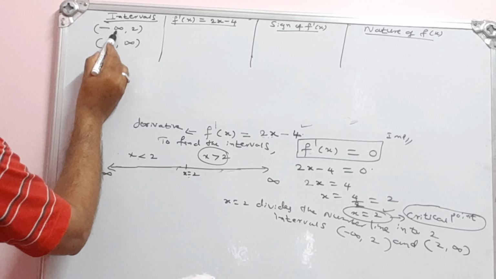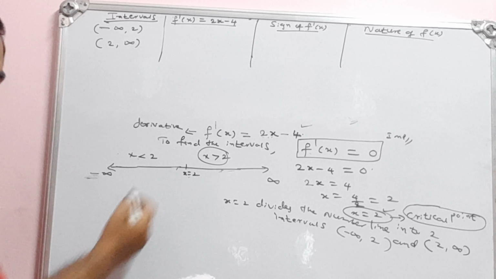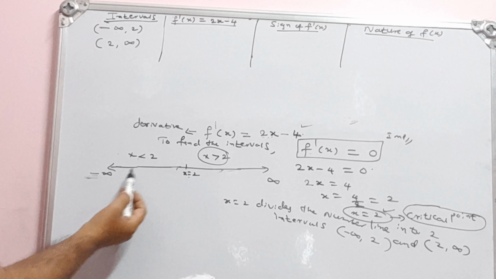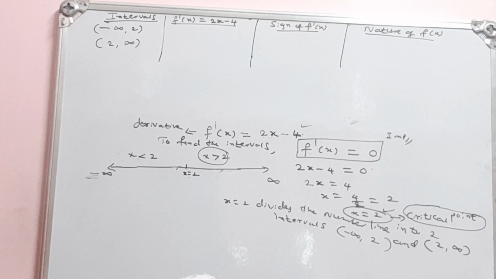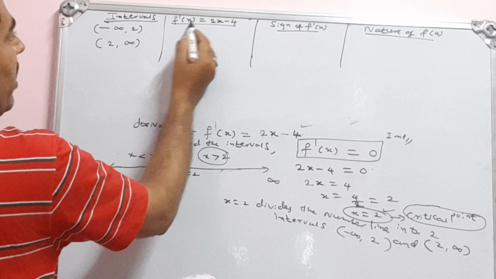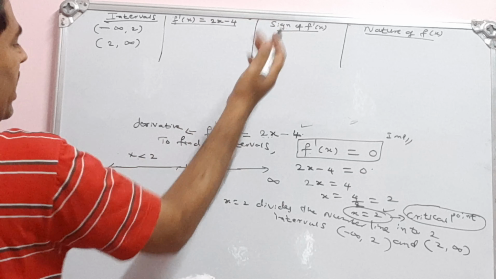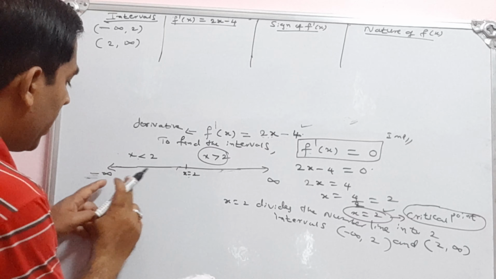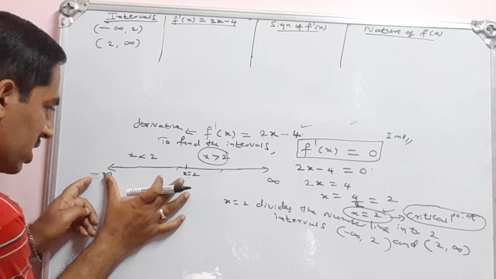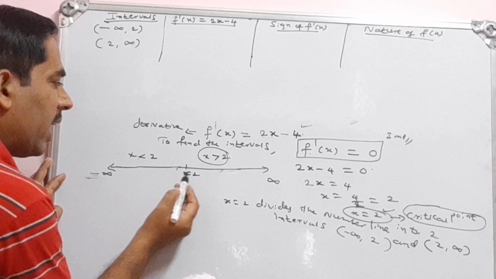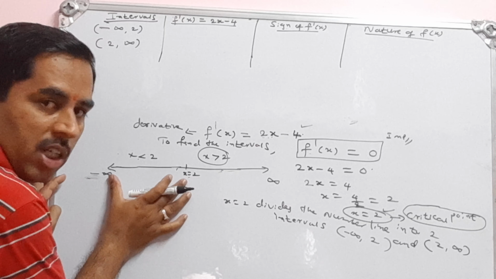Okay, see this interval, minus infinity to 2. Now in this interval, what is the sign of the derivative? See, sign of the derivative means, observe carefully, minus infinity to 2 means I will consider only this interval. In this interval, I can consider any number.